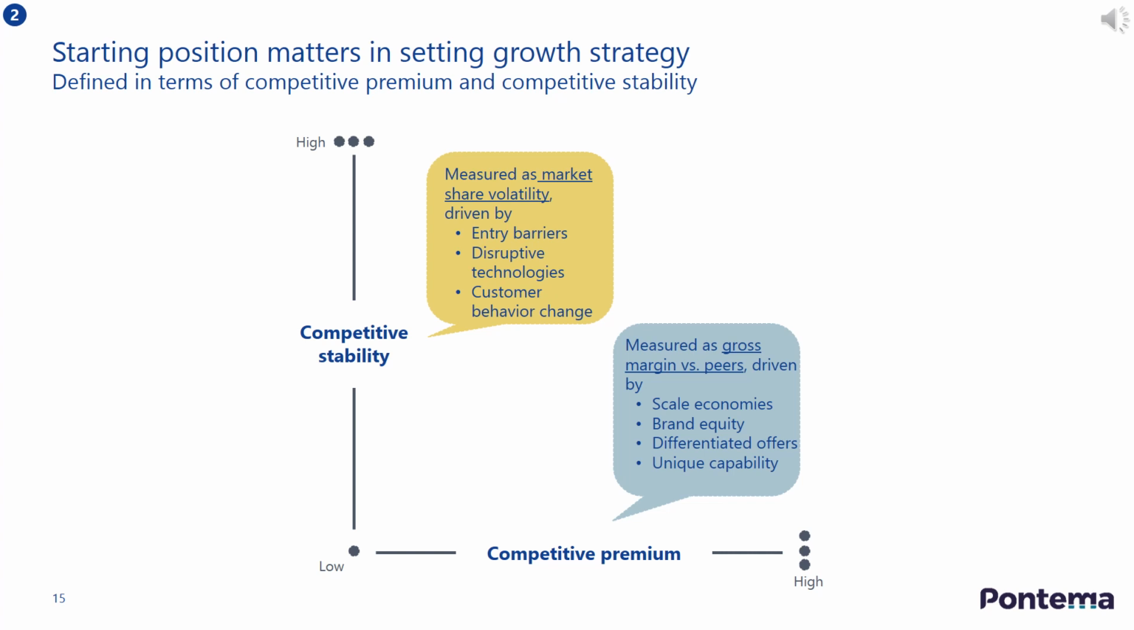The second is competitive stability. Is the game you are playing one of equilibrium, which is characterized by steady market shares, stable demand, and high entry barriers, or turbulence, which is characterized by ease of competitive entry, disruptive technologies, and changing consumer behaviors?